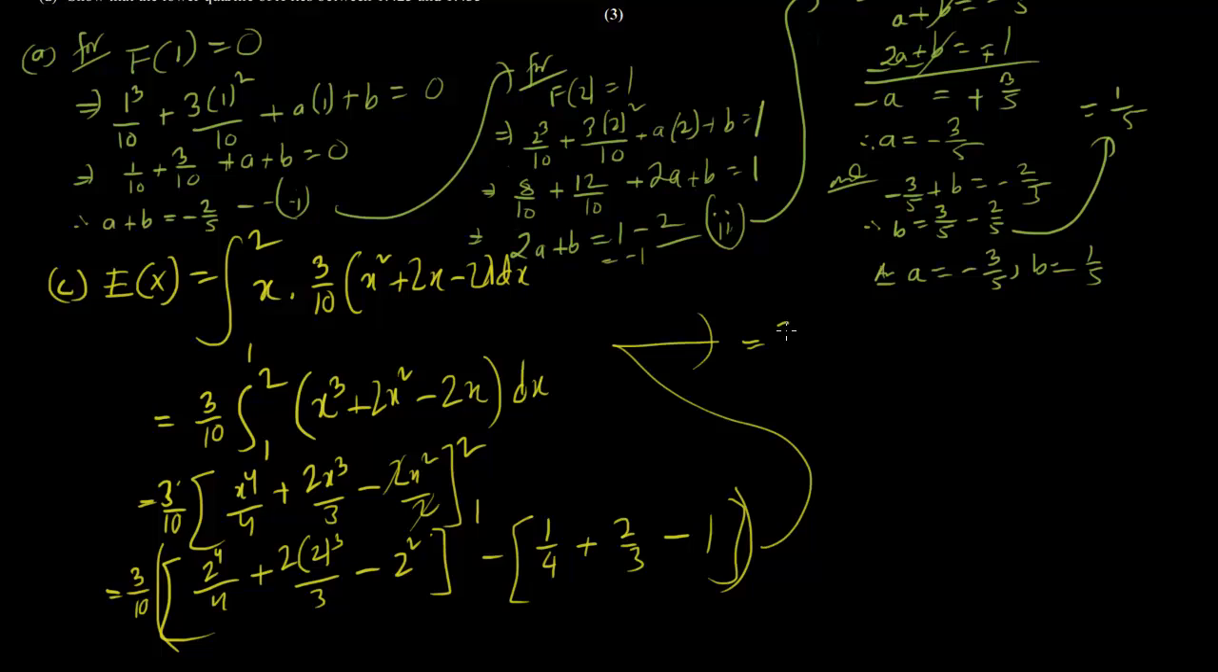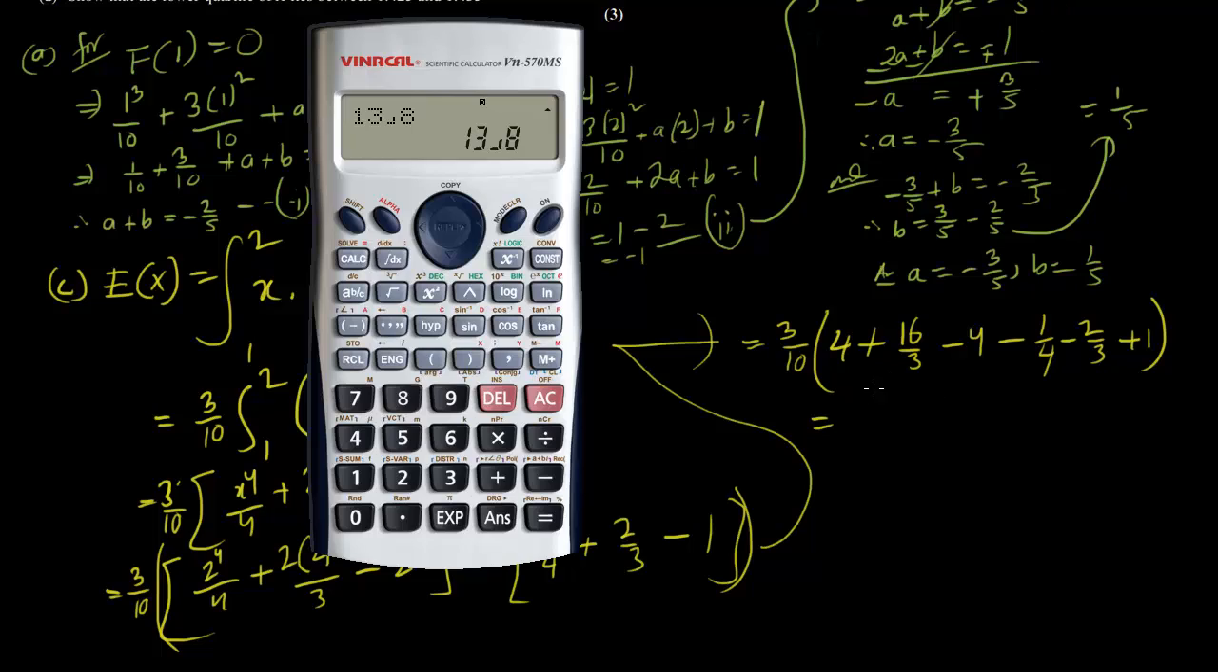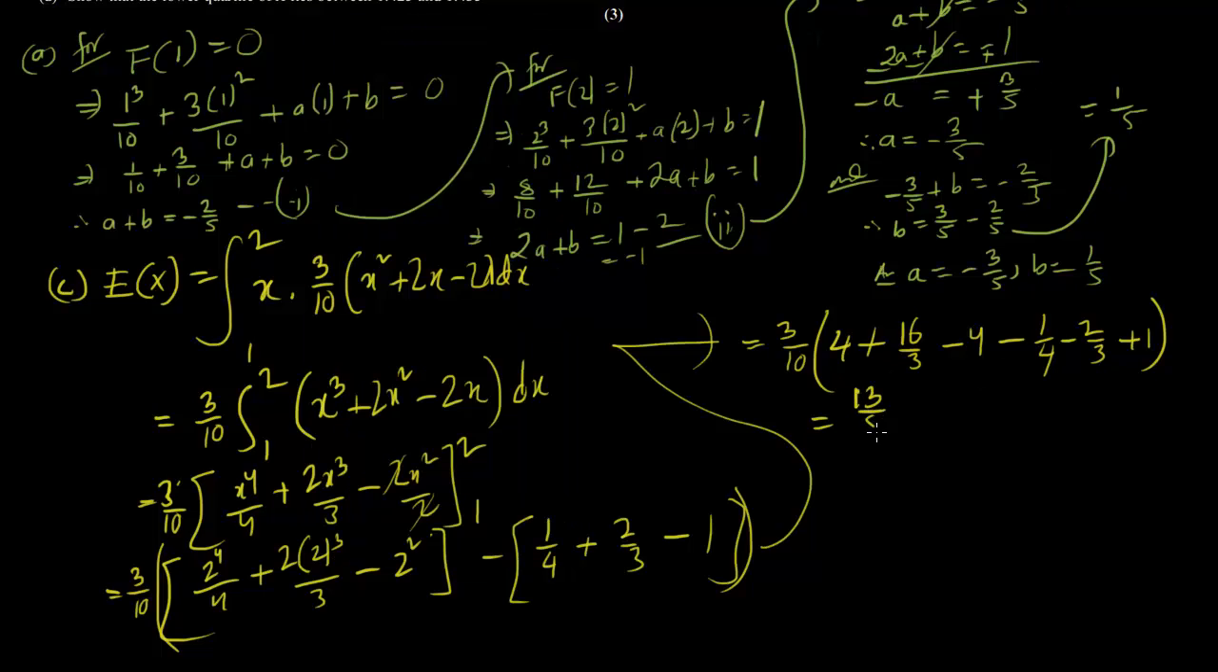So what we have right now is 3 by 10. So this would be 2 to the power 4 is 16, 16 by 4 is 4, plus 2 cubed is 8, 8 2s are 16, 16 by 3, minus 2 squared is 4, minus this is 1 by 4, minus this is 2 by 3, and we have minus minus plus 1. Let's calculate this and we get 13 by 8. So that is the expected value.